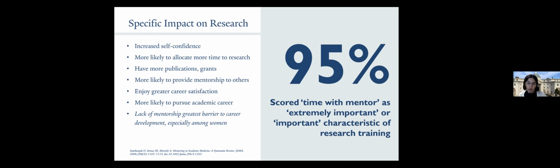I think we all enjoy having a mentor, which gives greater career satisfaction, and you're more likely to pursue an academic career. But this is the important point: lack of mentorship is thought to be the greatest barrier to career development, especially amongst women. And 95% of the people in these studies scored time with mentor as an extremely important or important characteristic of research training.